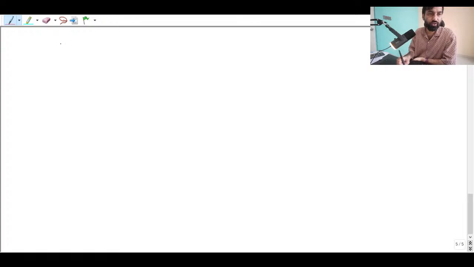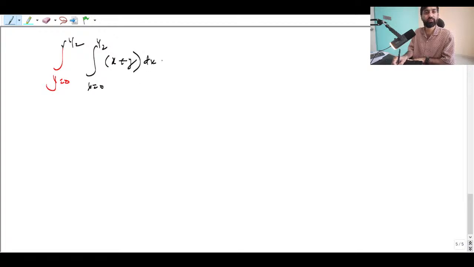So if you're trying to find it, y equal to 0, start from y. That is very simple to start with. y equal to 0 to 1 by 2, and x equal to 0 to 1 by 2. Your density function is (x plus y) dx dy, right? So this can be computed. This is the probability that we want to find out. So this will give you the probability.